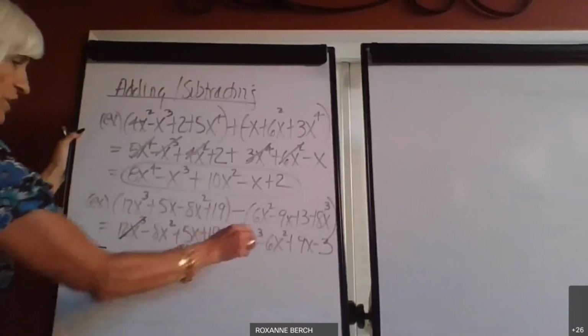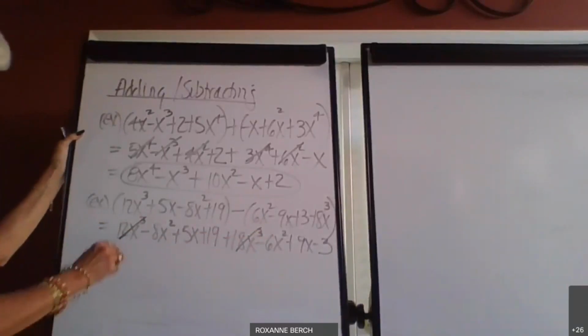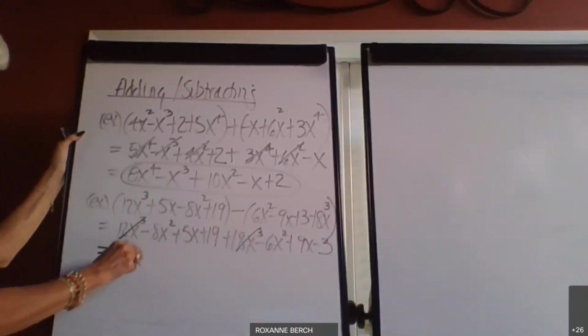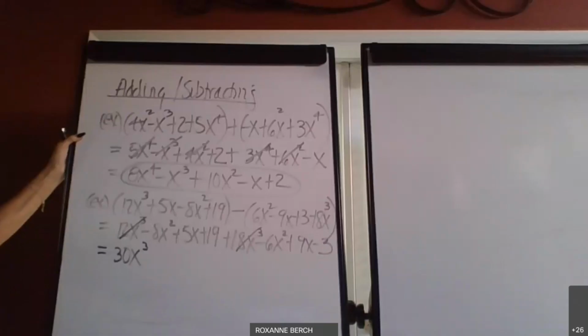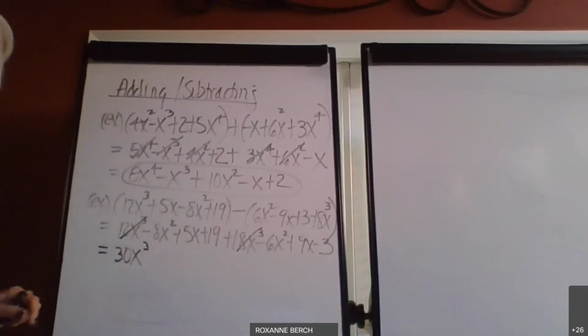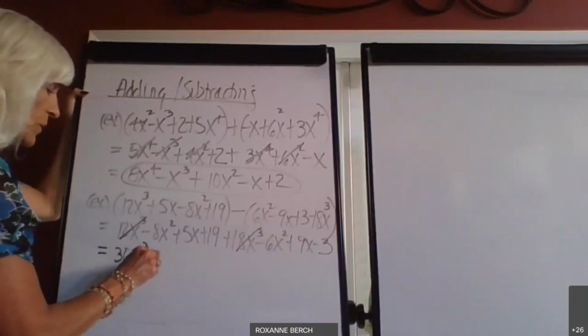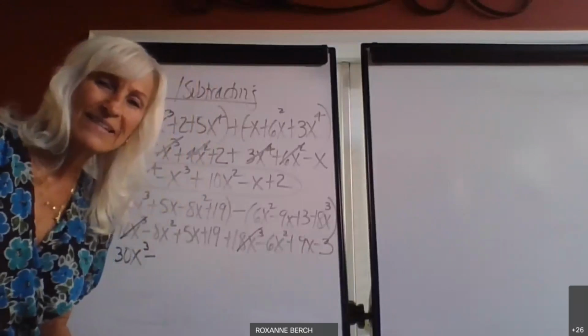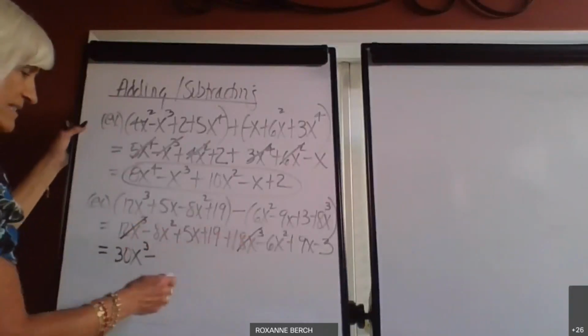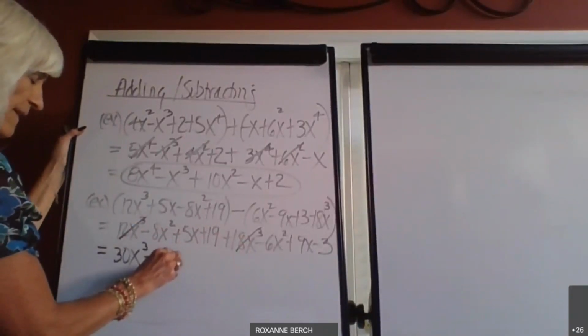What's 12x cubed and 18x cubed? 30x cubed. Sorry, I thought you said 2x. No, that's okay. You're good. What's a negative and a negative? A negative and negative is a negative when we add. So what's 8 and 6? 14.